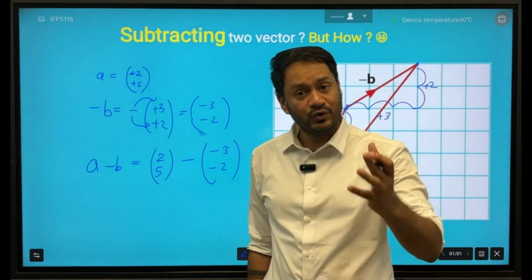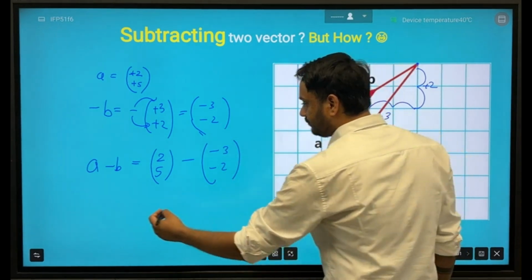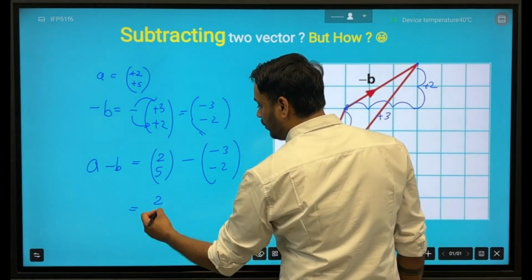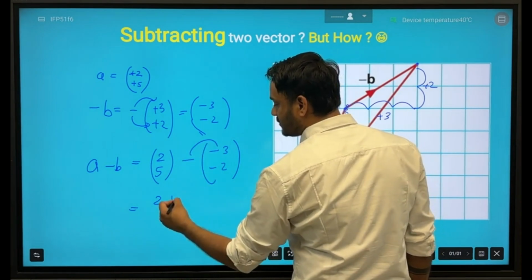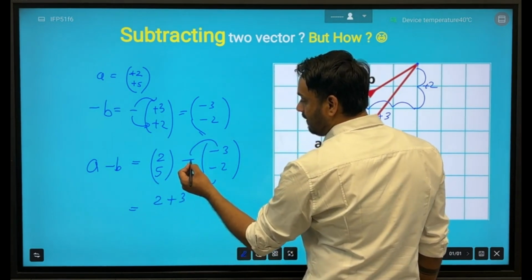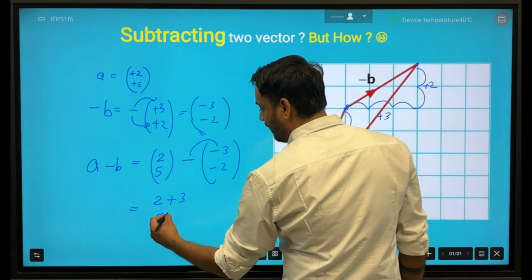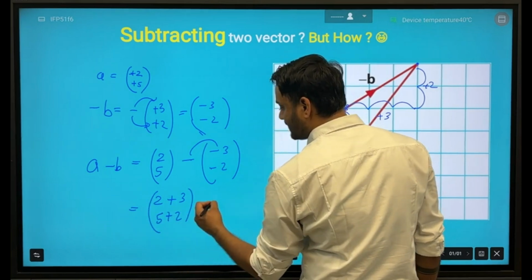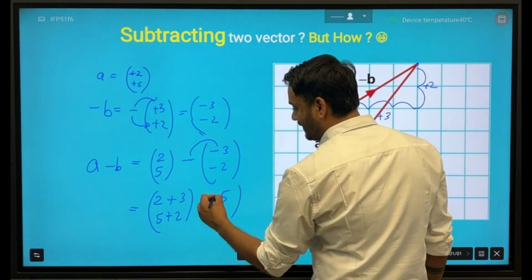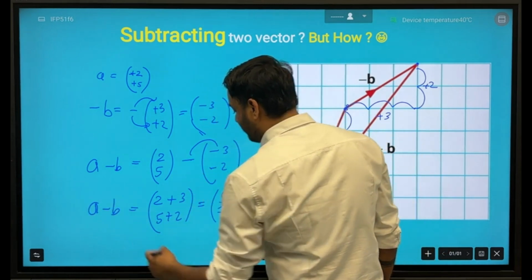Right, children? So if you subtract these two, that will be 2, then minus will become plus, so +3. And 5 minus minus will become plus 2, so that is 5 + 2. So that will give you the answer as 5 and 7. So the value of a minus b will be 5 and 7.